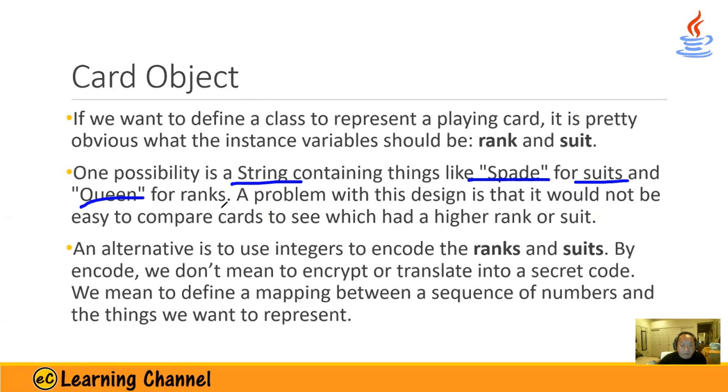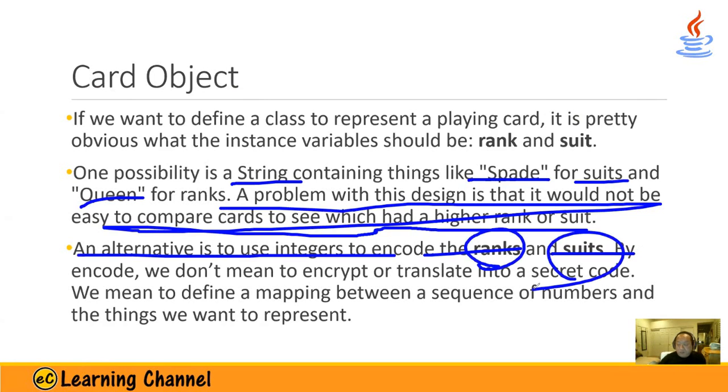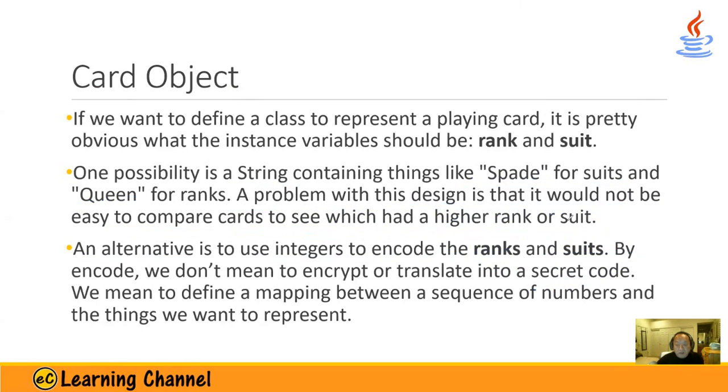One obvious possibility is using strings that contain spade for suit and queen for rank. A problem with this design is that it would not be easy to compare cards to see which has the higher rank or suit. An alternative is to use integers to encode the rank and suit. Which one is better? Of course, using integers would be better because it's shorter and more concise. By encoding, we don't mean encrypting or translating into a secret code, but just using integers. We mean a definition of the mapping between the sequence of numbers and the cards we want to represent.